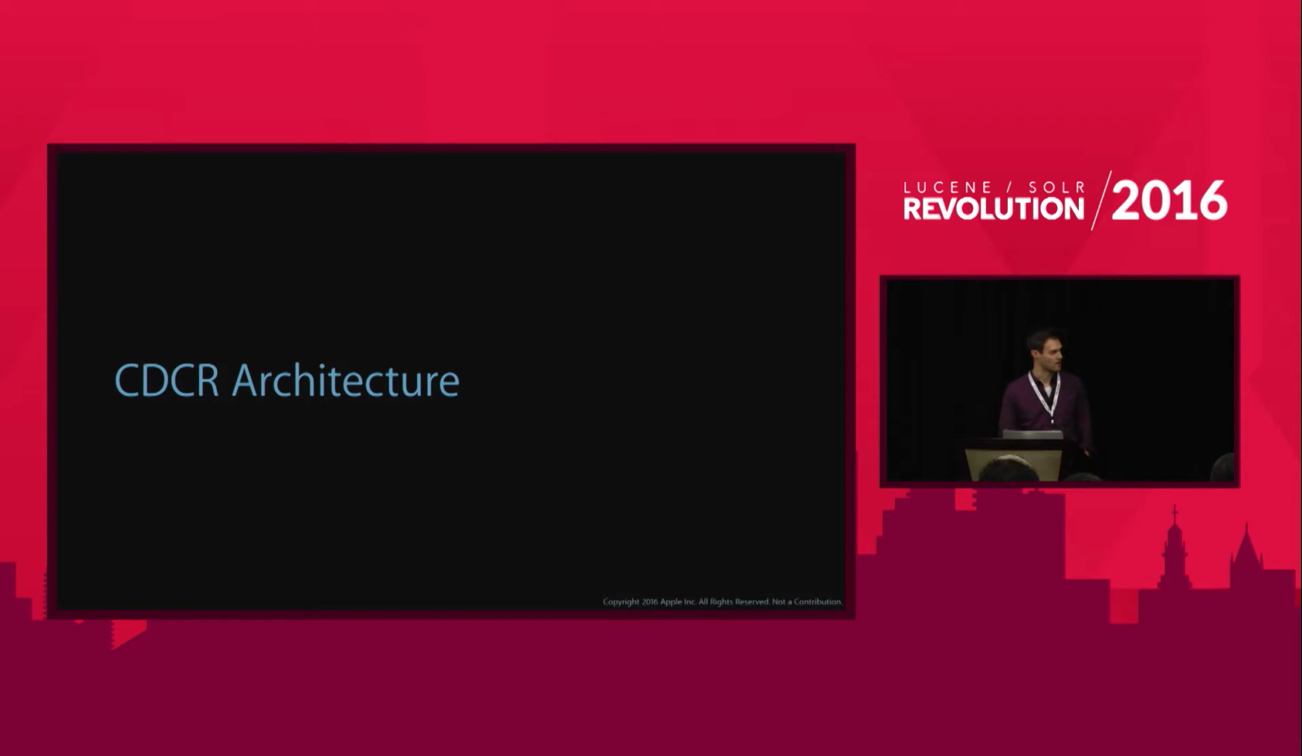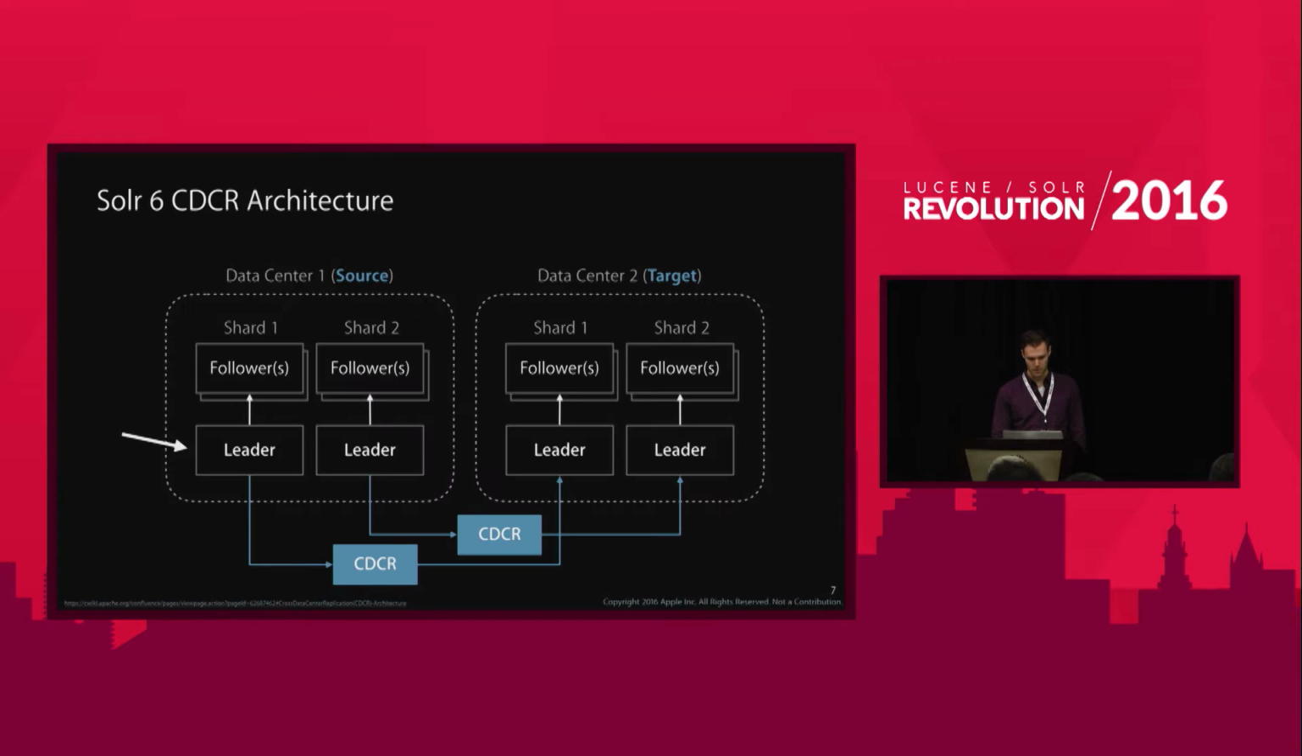Okay, so architecture. If we take a look at the Solr 6 architecture first, most of you are probably familiar with most of these pieces. We have two Solr clusters running in different data centers. In the Solr 6 implementation, it's important that there's a source cluster and a target cluster. It's really a unidirectional data flow, so you have sort of a leader-follower model.